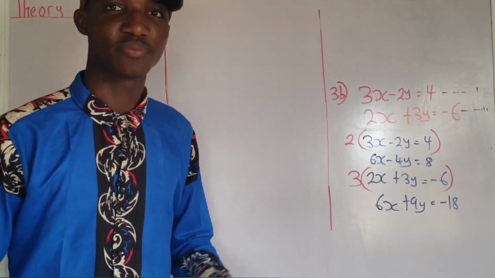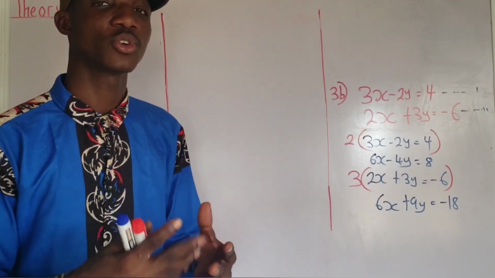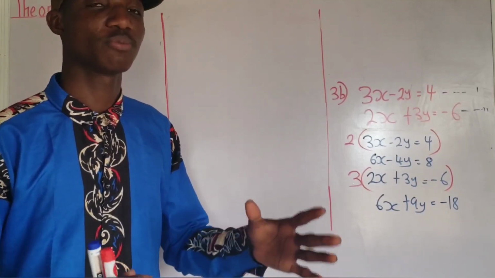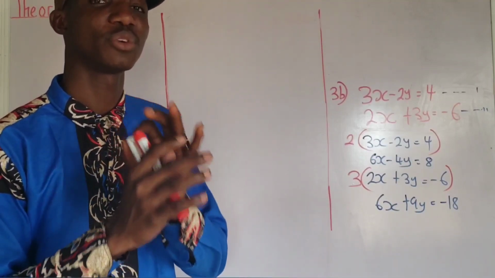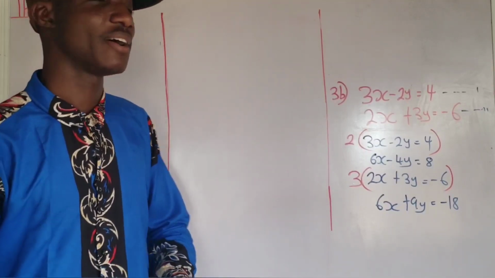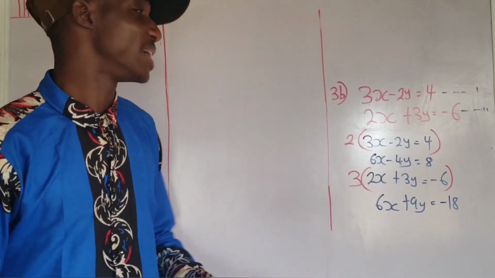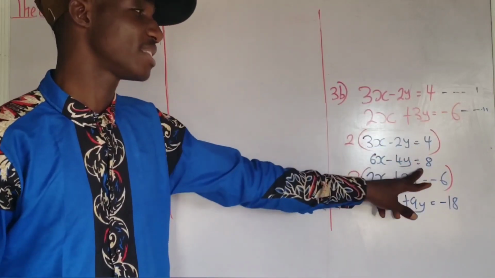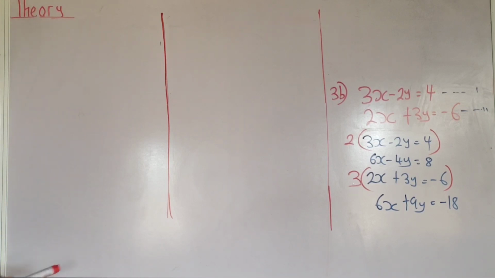When I started this solution, I told you that the first step is to identify the unknown that you want to eliminate. I chose x. The second step is to make the coefficient of x in both equations the same. To do that, you multiply the whole of equation 1 by the coefficient of x in equation 2, which is 2. Then I get this, and I do the same for equation 2. Having done that, the next step is to combine both equations.